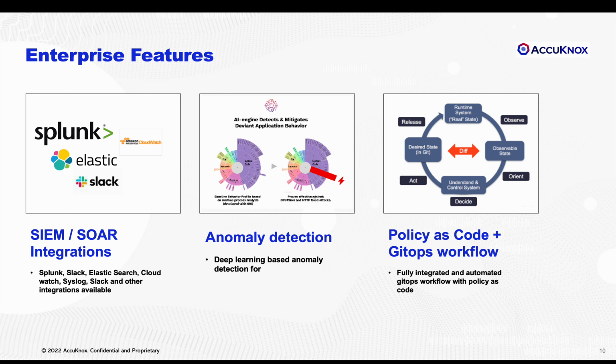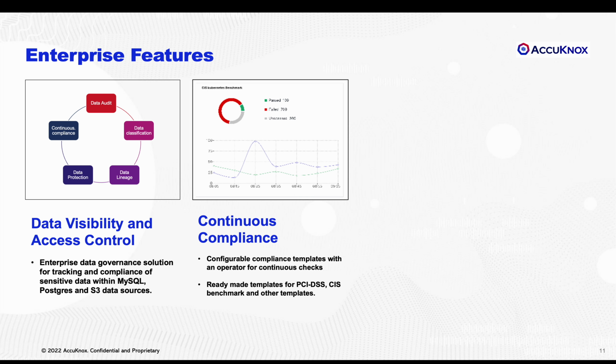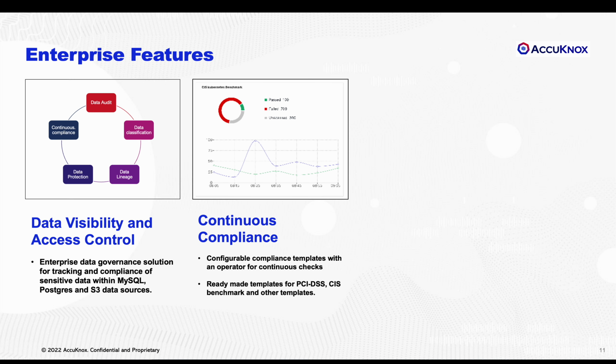We also have an anomaly detection system that can identify anomalous behavior for your database workloads, and all policies are generated as code and checked into a Git repository, which means it can lend itself well to shifting left of security and your GitOps workflow. We also provide data visibility and data access control policies on the data protection system. We also have continuous compliance templates that can be edited for your needs.